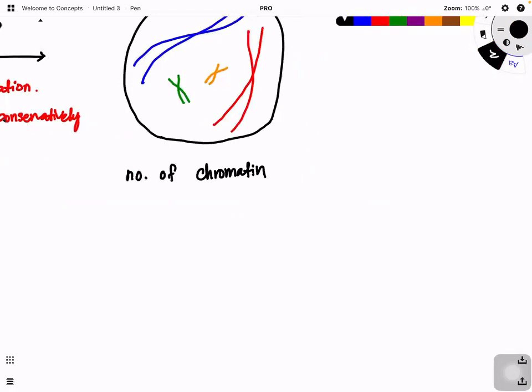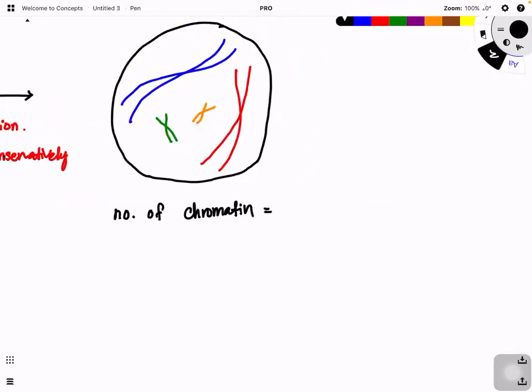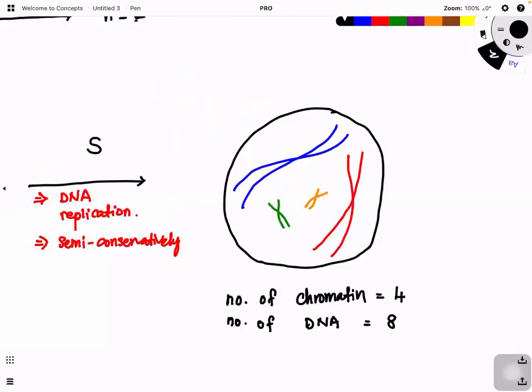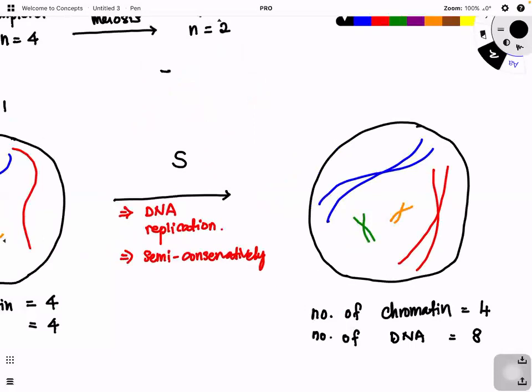If I ask you now, what is the number of chromatids? The number of chromatids here is still equal, because they are still together, joined at the centromere. So the number of chromatids is still equal to 4, but because we replicated the DNA, the number of DNA equals 8. Can you see that? Blue has 2 long ones, red has 2 long, green has 2, and orange has 2. So number of DNA equals 8. This is basically what happens during the interphase.